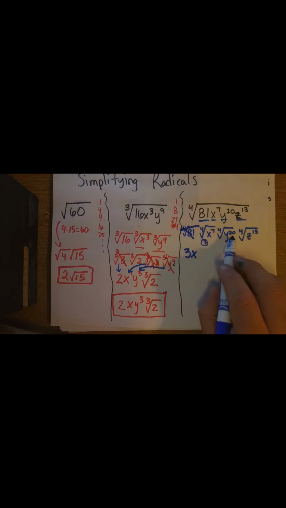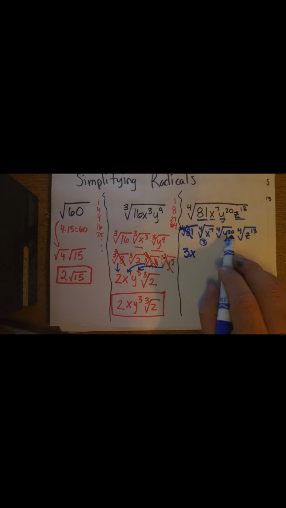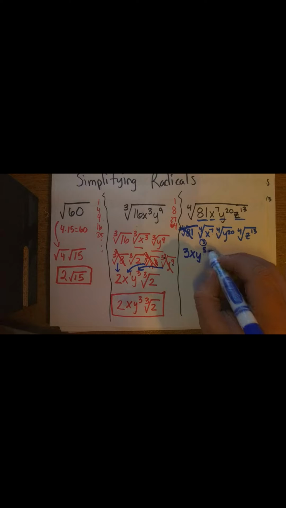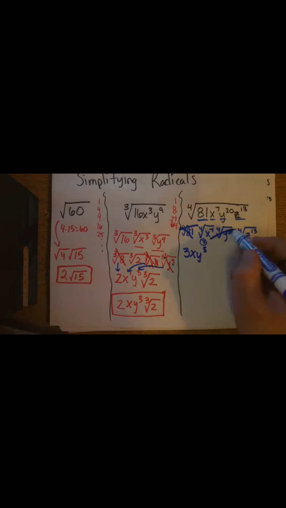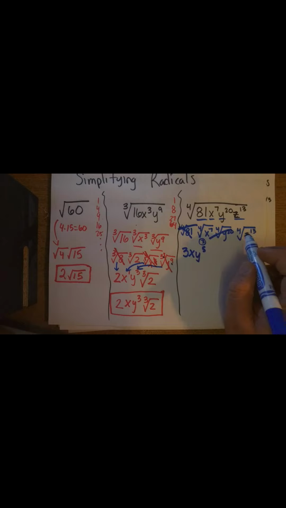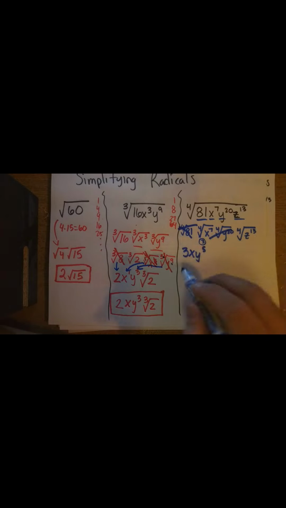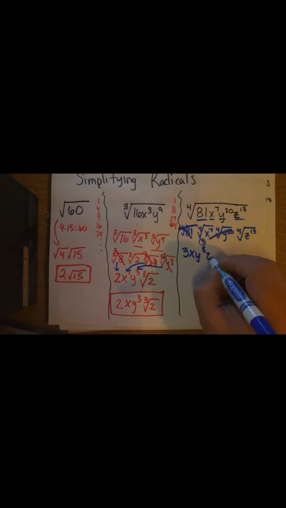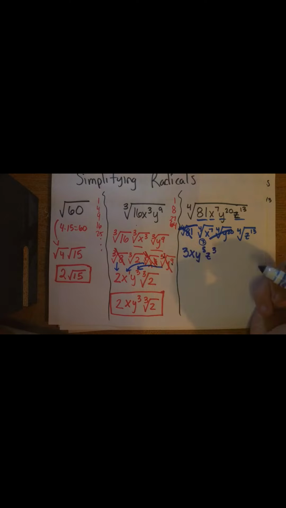What about y to the 20 with the fourth root on it? Well, 20 divided by 4 is 5, and it actually goes in evenly. So that's completely taken care of. Then I have z to the 13, but with the fourth root on it. So I'm going to do 13 divided by 4. But 4 doesn't go in evenly. How many times does 4 go into 13? It goes into 13 3 times with 1 left over.